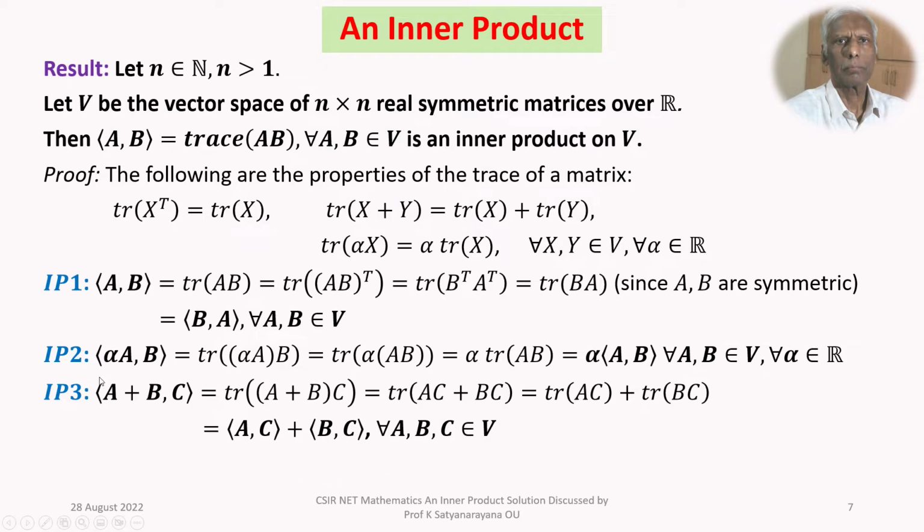Thus, we have proved bracket of A plus B comma C is equal to bracket A comma C plus bracket B comma C, true for all A, B, C belonging to V. Thus, IP2 and IP3 put together, the linearity in the first slot is proved.